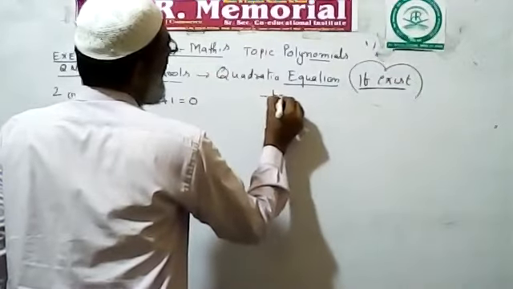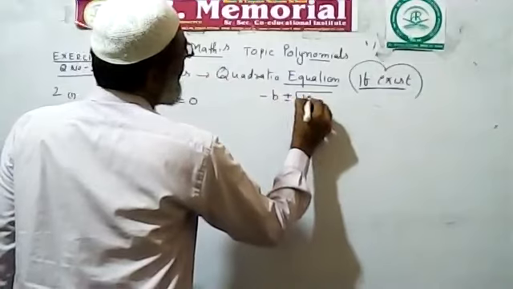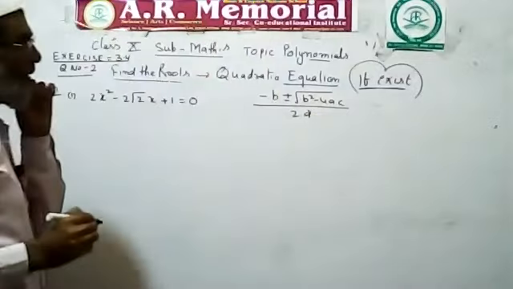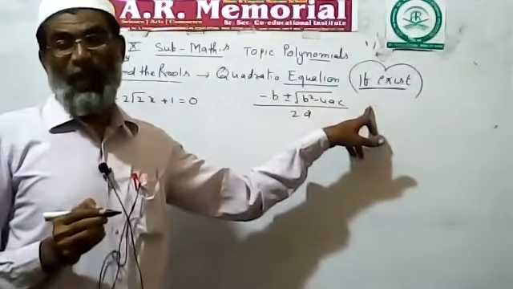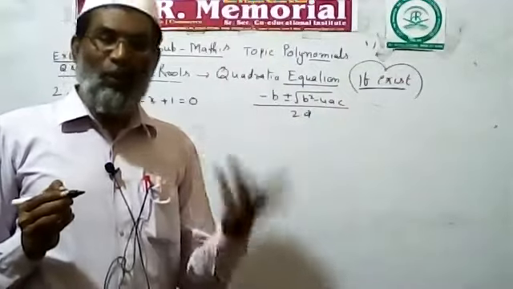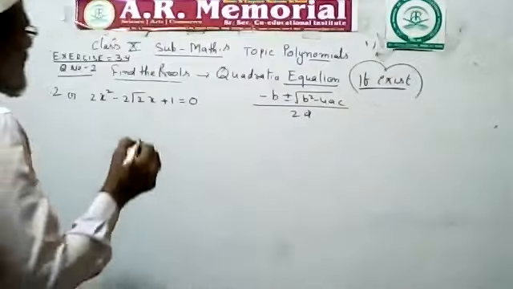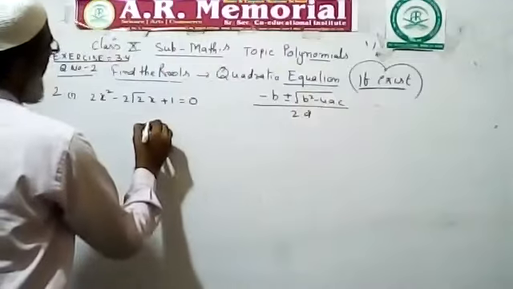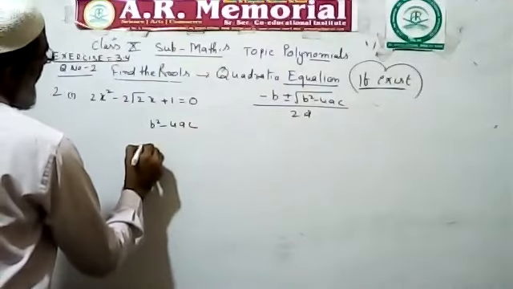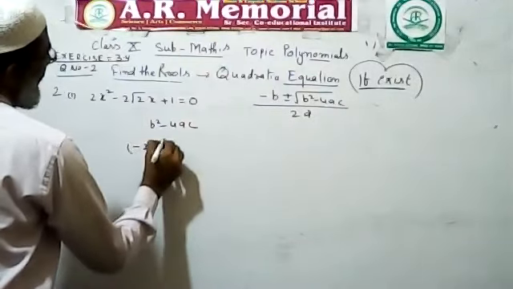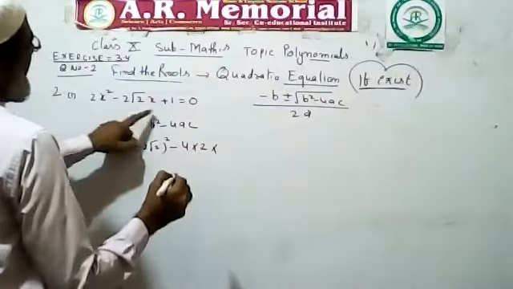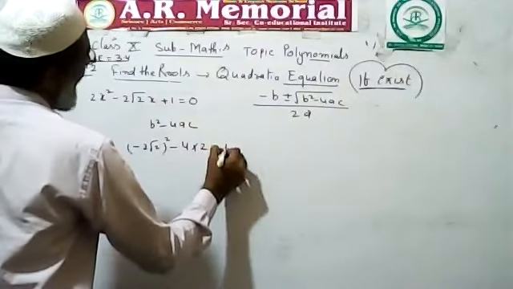Sridharacharya: minus b plus minus root b square minus 4ac, upon 2a. So first of all, the existence condition applies there. So I want to check whether I will completely solve it or not. 2 conditions are there. So first of all, the discriminant b square minus 4ac. Put the values: b is minus 2 root 2, square. 4, a is equal to 2 and c is equal to 1.